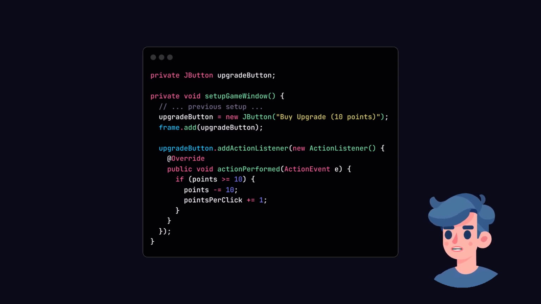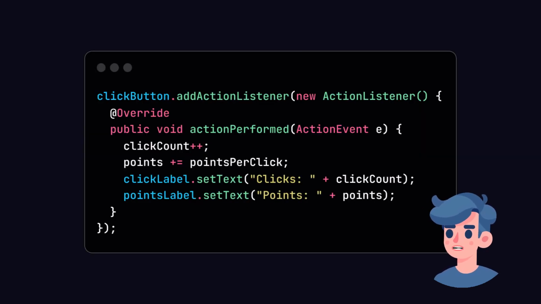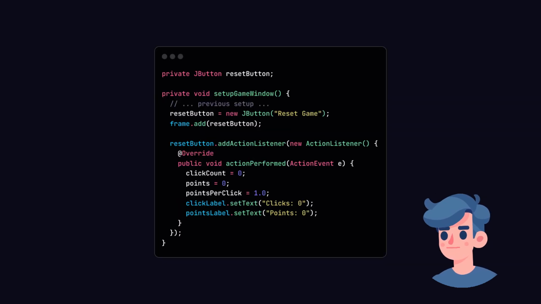Let's implement that next. We need to display how many points the player has as well. Let's create another JLabel for that. Alright, now let's handle updating the points label every time we count a click. Now, our application tracks clicks, points, and allows the purchase of upgrades.